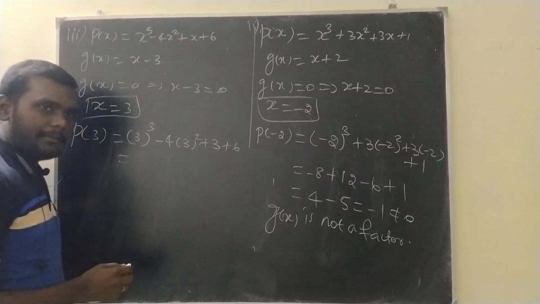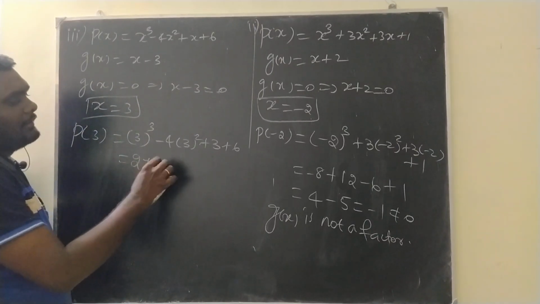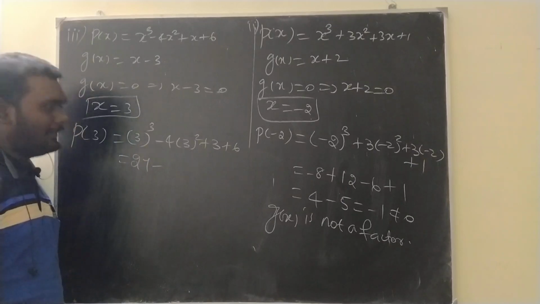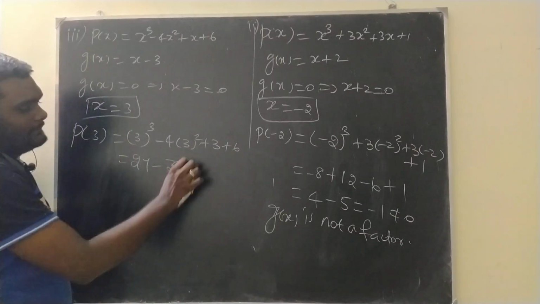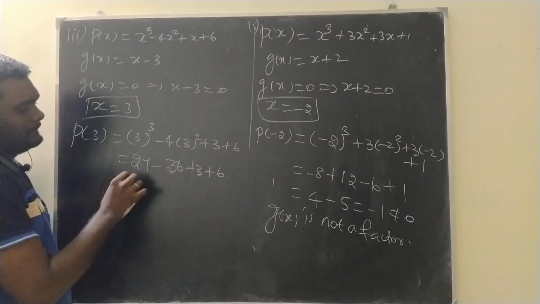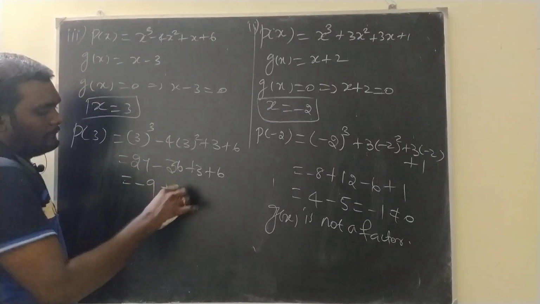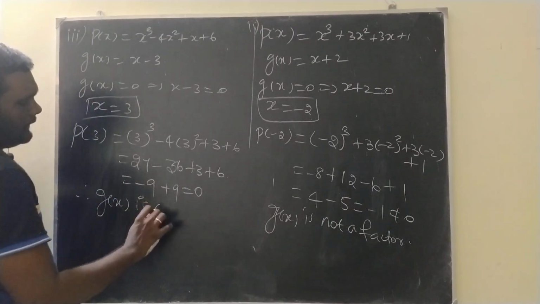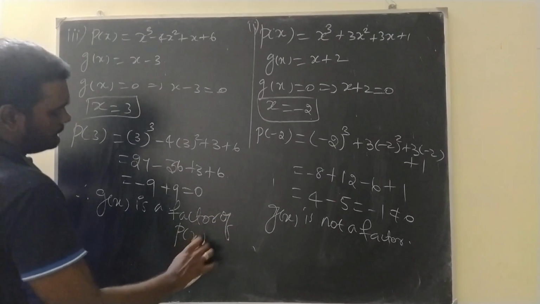So 3 cube is 27, yes. Then 3 square is 9. 4 9s are 36 plus 3 plus 6. So 27 minus 36 is minus 9, plus 9 equals 0. So therefore g of x is a factor of p of x. That is all.